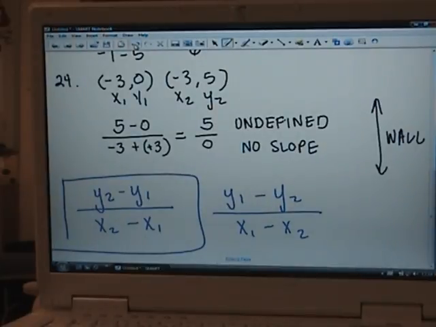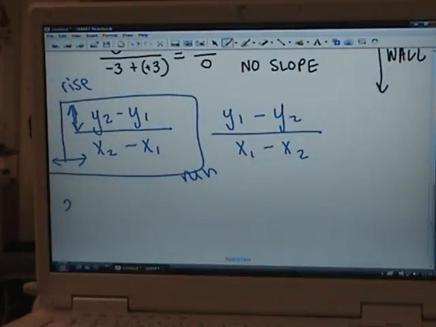Why is the y the numerator? Because it's rise over run, right? So you go vertical, then horizontal. Rise over run. Try number 25 on your own, and then we will do it together.